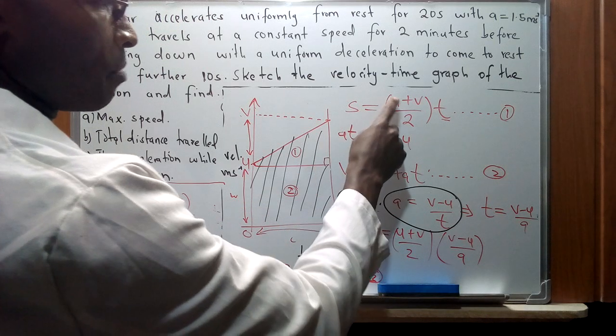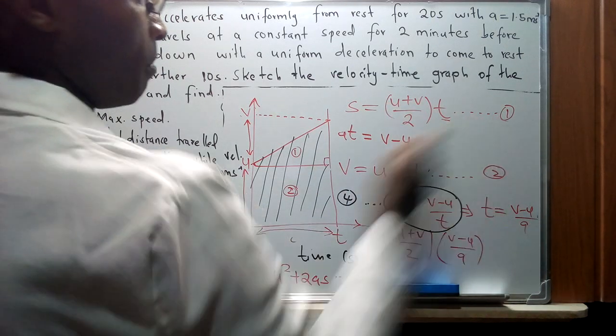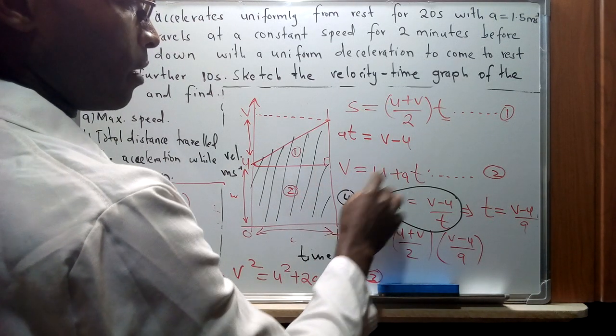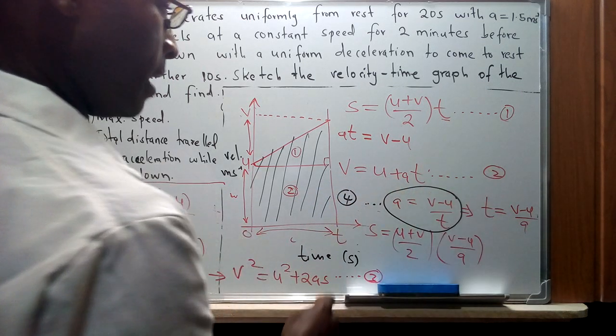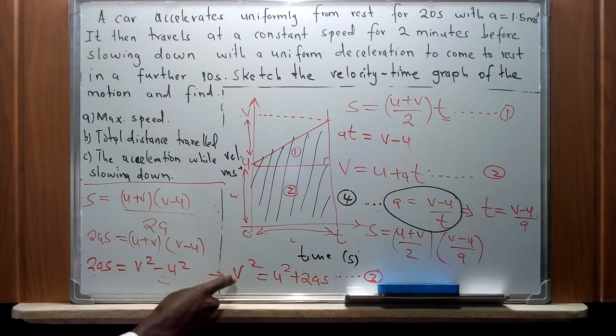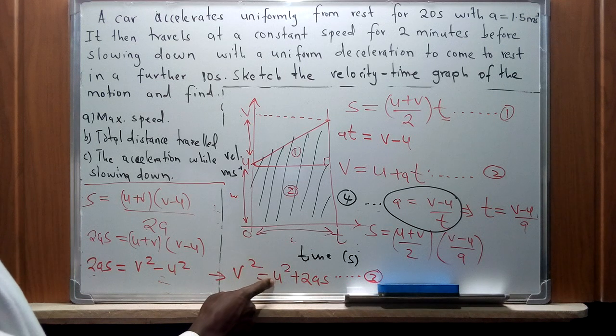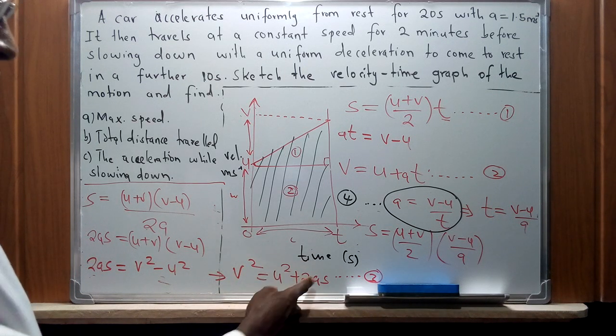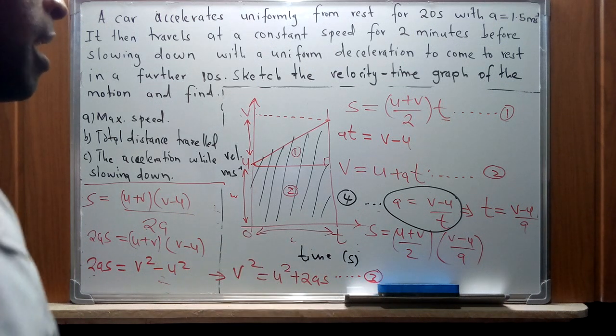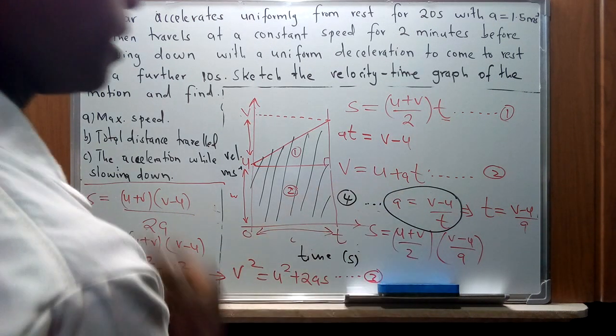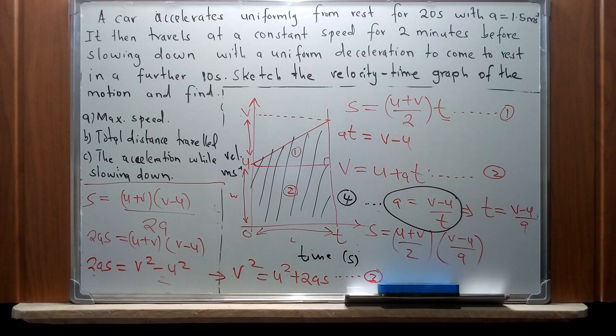So the first one, displacement, average velocity times time. And then the second one for final velocity is u plus at. And then the third one, we said the square of v is equals u squared, this is initial velocity, plus 2as, where a is acceleration and s is displacement. And then the last one we have said is this one. Whichever position you may start from, as long as you are able to find those four equations and represent them from the velocity time graph.